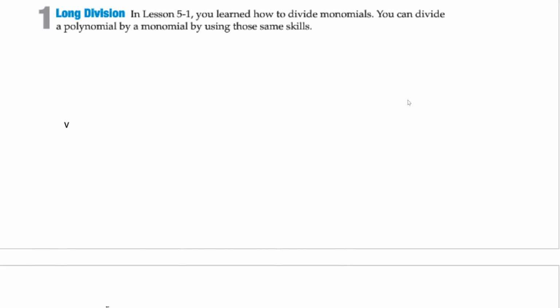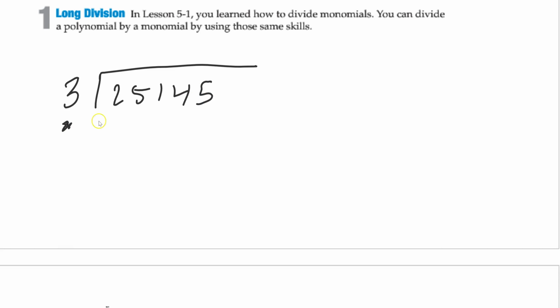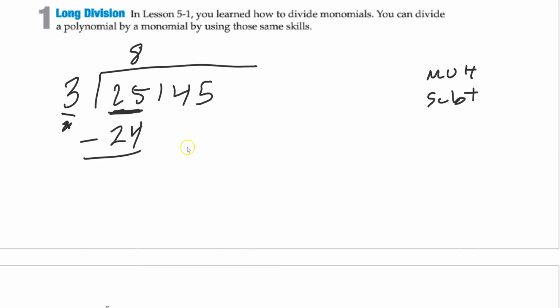Before we go to long division, let's actually review long division. Let's make up a number real quick. Remember how you do long division: we look at the first digit and ask, how many times does 3 go into 2? In this case, it can't. So we look at the first two digits. 3 goes into 25, 8 times. And then we multiply. I get 24. And then we subtract. I get 1. And then we bring down.